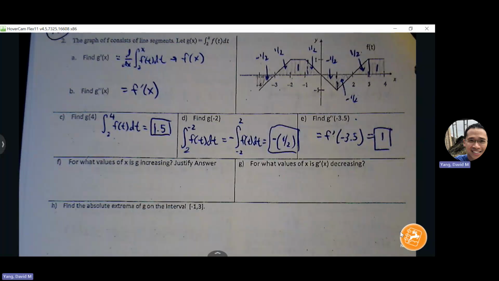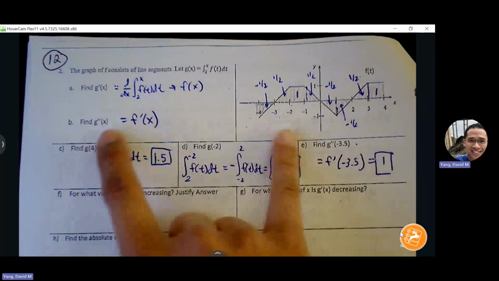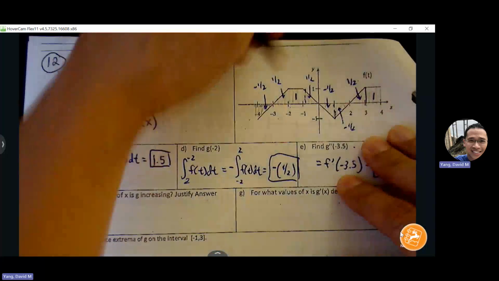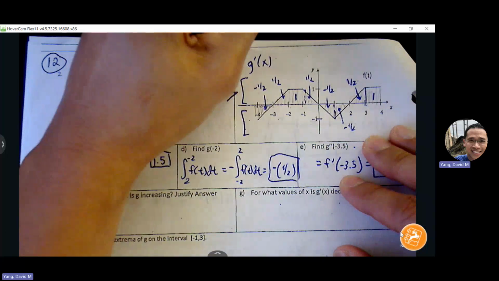Okay, for what value of x is g increasing? So we're asking about g, and in relation to this graph, this graph is my g prime graph, right? This is my g prime. So this is my g prime. I can label accordingly.